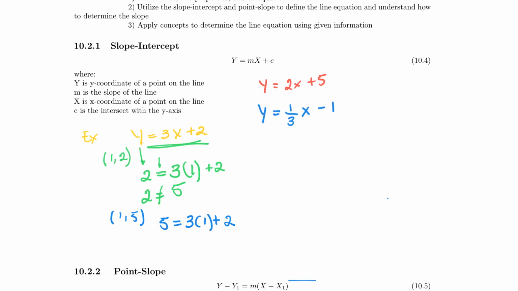Does this satisfy the equality? Well, let's check. 5 is equal to 3 times 1 is 3 plus 2 is 5. And that is correct. 5 is equal to 5, which means that the point 1, 5 belongs to this line equation, to this line. What do I mean that belongs?